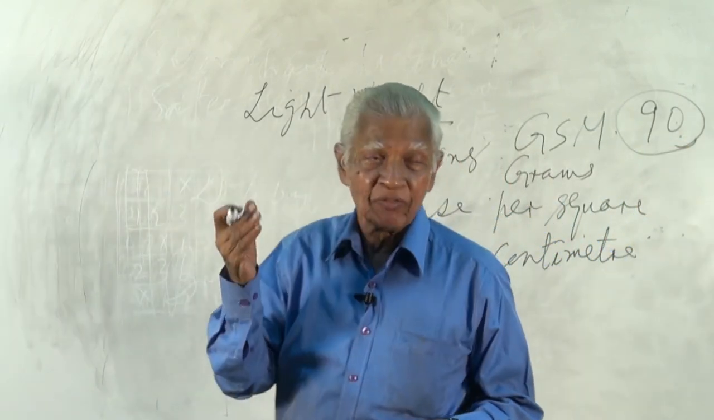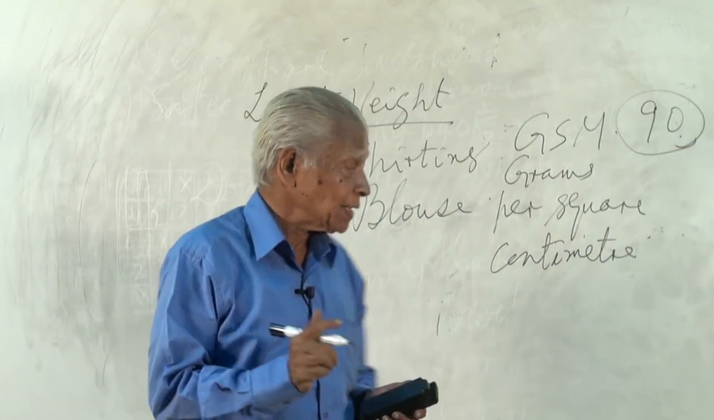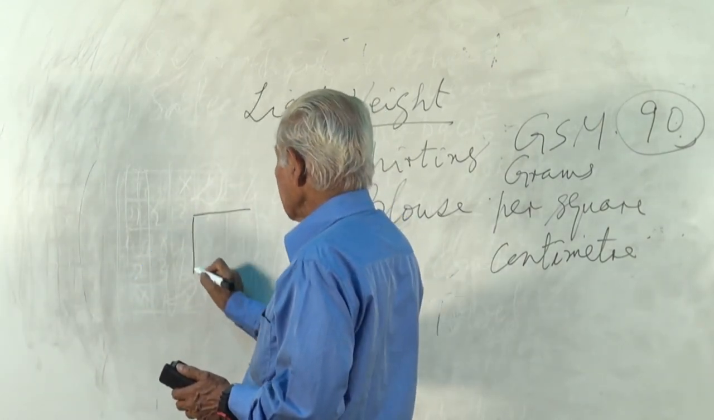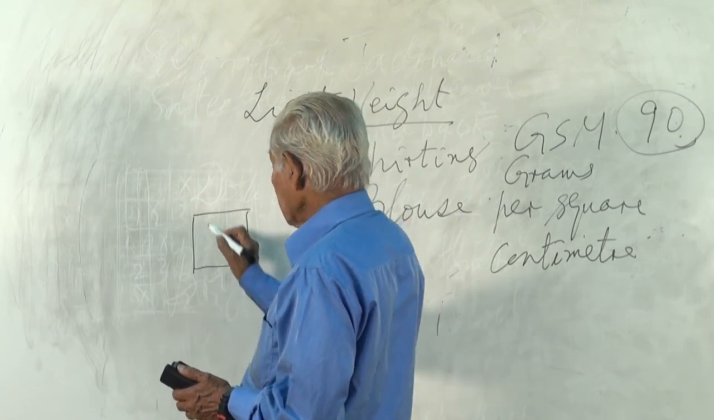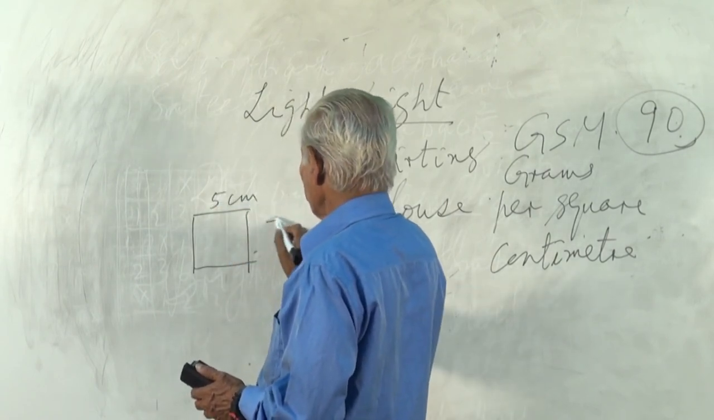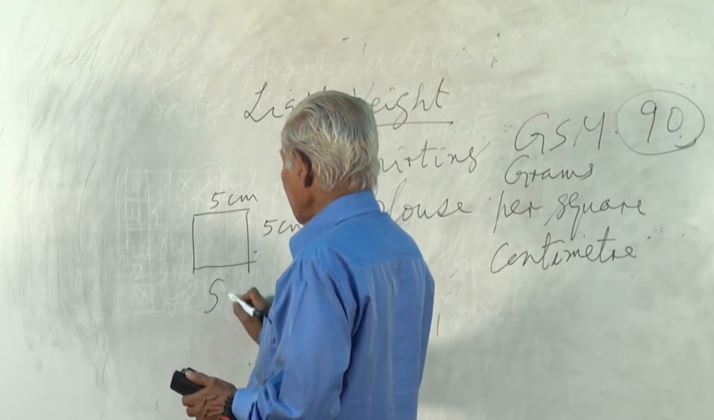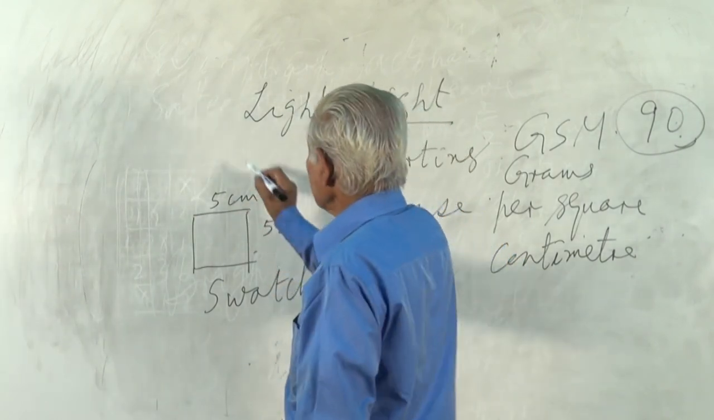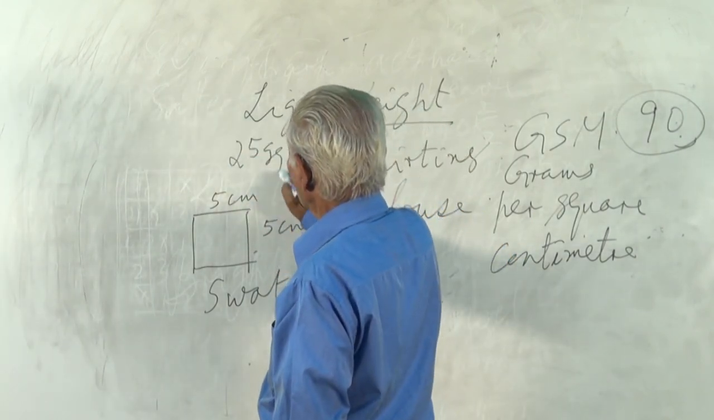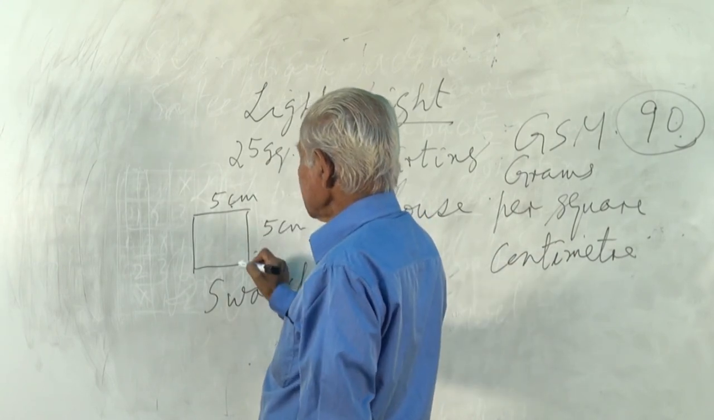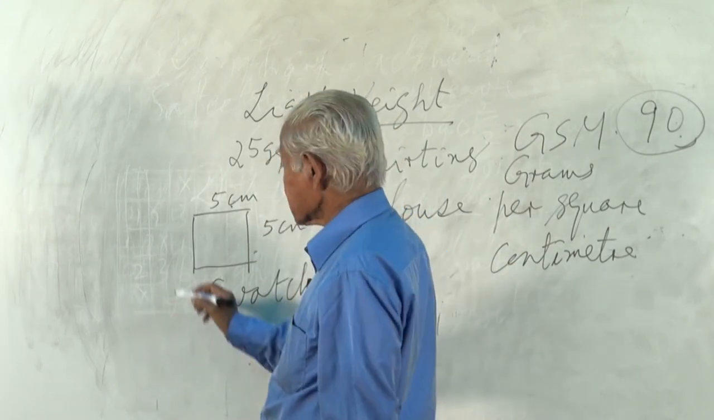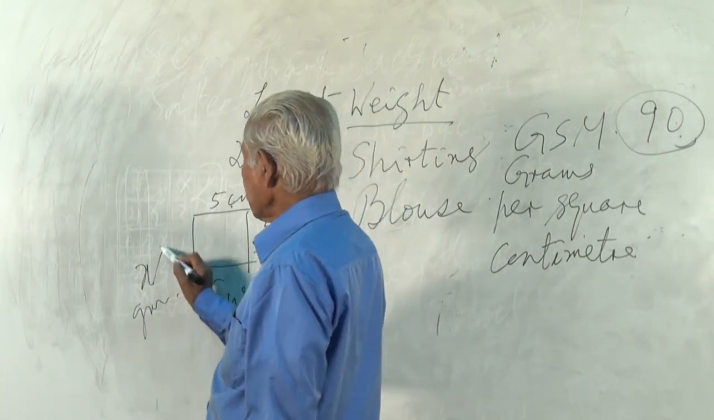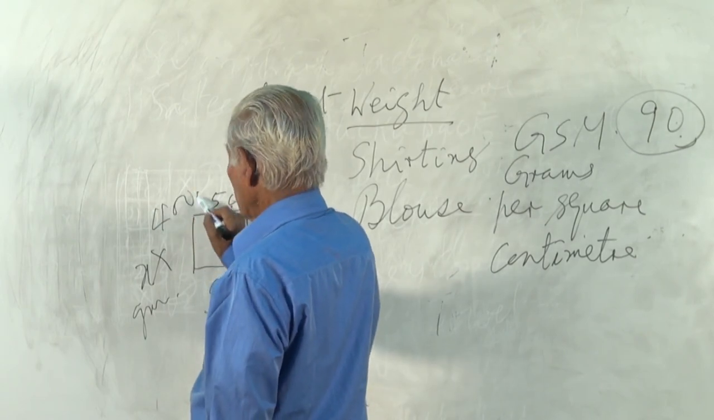But we need not waste so much of material to get this GSM. It is enough that we have a fabric cut into 5 centimeter by 5 centimeter, or a swatch as it is called, fabric swatch. So the area here is 25 square centimeters. This swatch is weighed in a balance, let us say x grams. If it is multiplied by 400, you get GSM.